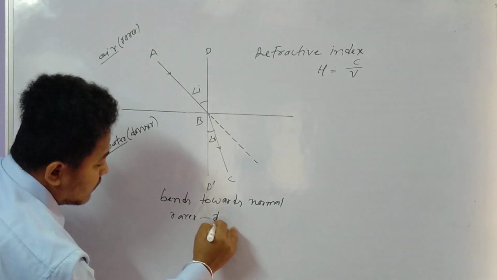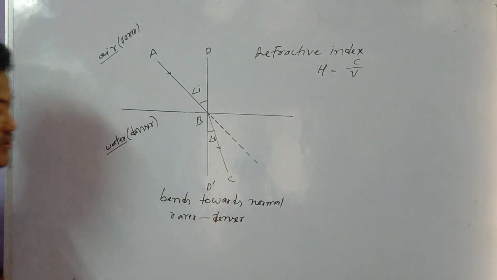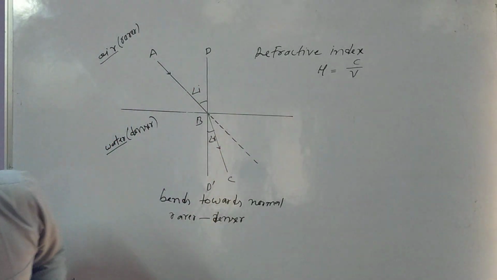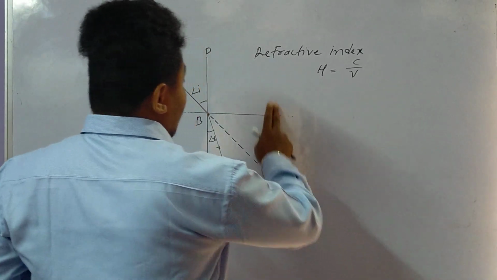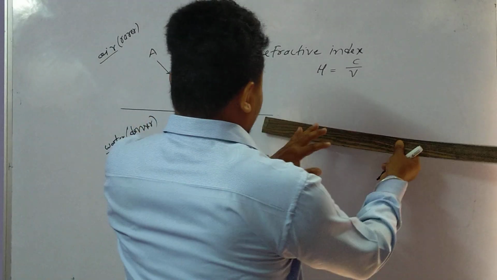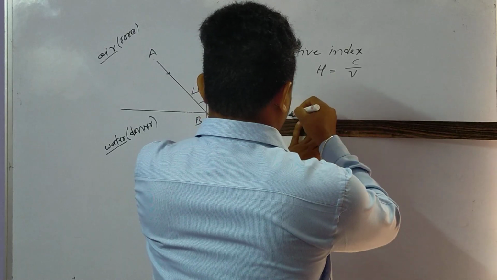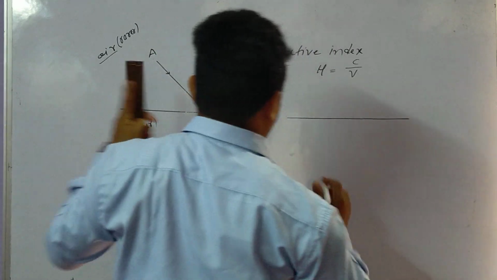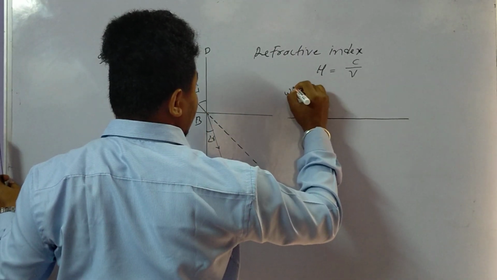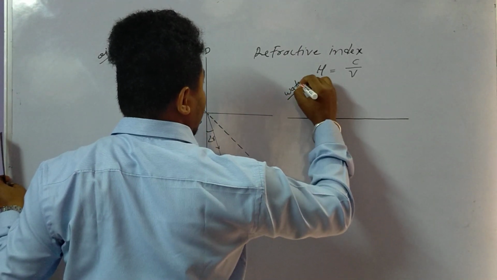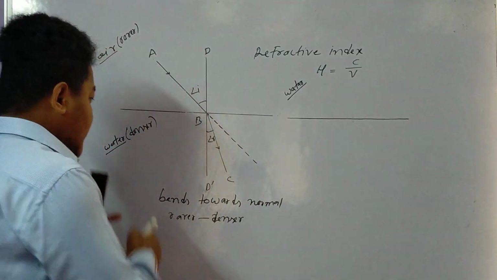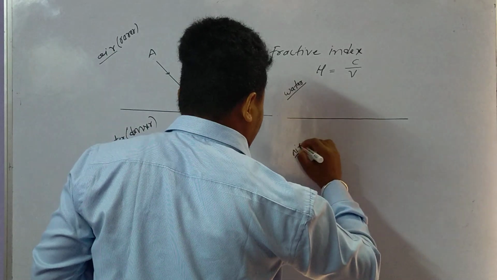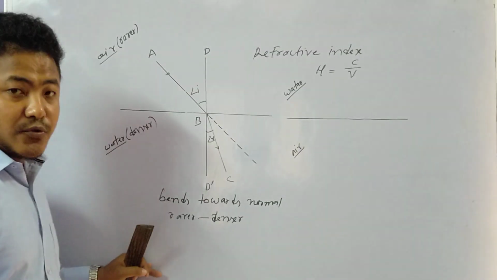As you can see, light is traveling from rarer to denser medium. Next, if I consider another situation, if I take one more interface like that, and if I consider this is your water medium. What is this water medium? Water medium definitely will be denser. If I consider here this is air medium, so air will be your rarer in comparison to water.